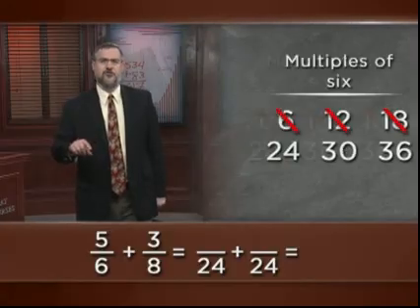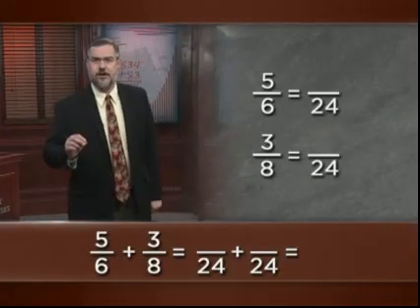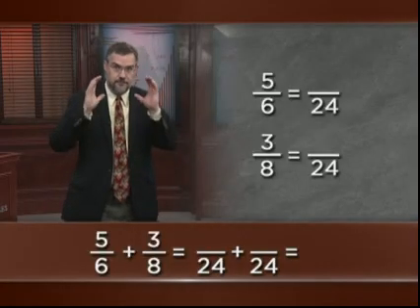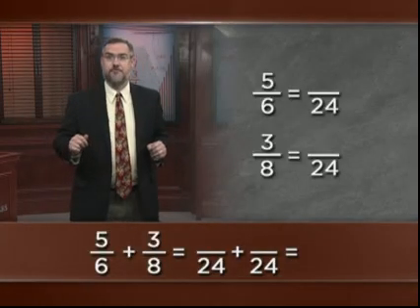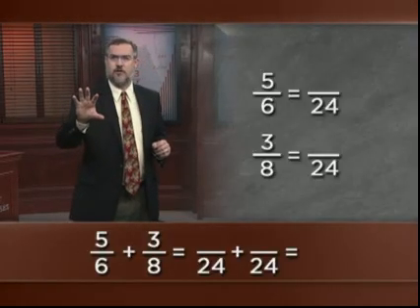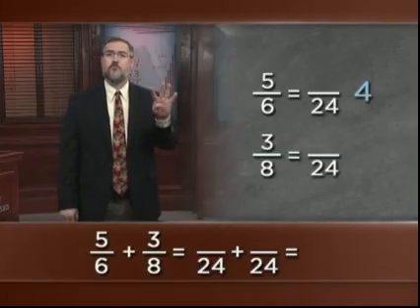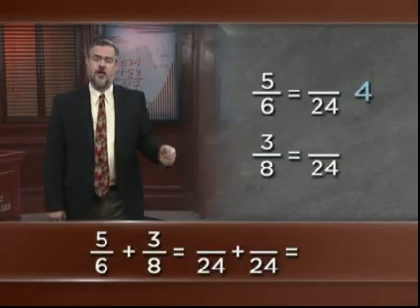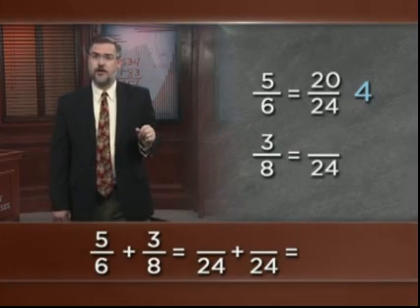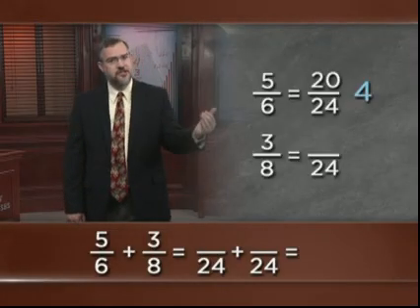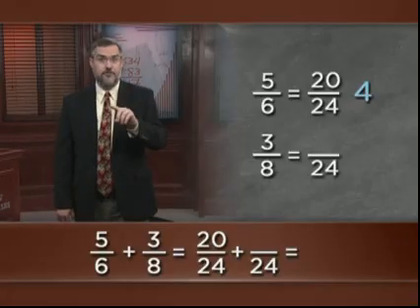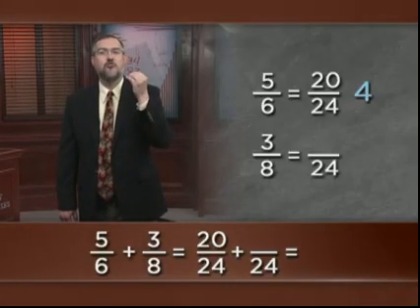Now, the next thing we need to do is convert the 5/6 and the 3/8 into fractions whose denominators are both 24. Again, focusing on the denominators, that's the key here. So, what do I need to multiply the 6 by in order to get 24? Well, the answer is 4. So I'm going to multiply the 5 and the 6 by a 4, and that's going to give me 20 on top, because 5 times 4 is 20, and 24 on the bottom, because 6 times 4 is 24. That fraction, 20/24, is equivalent to 5/6, but it has the right denominator.